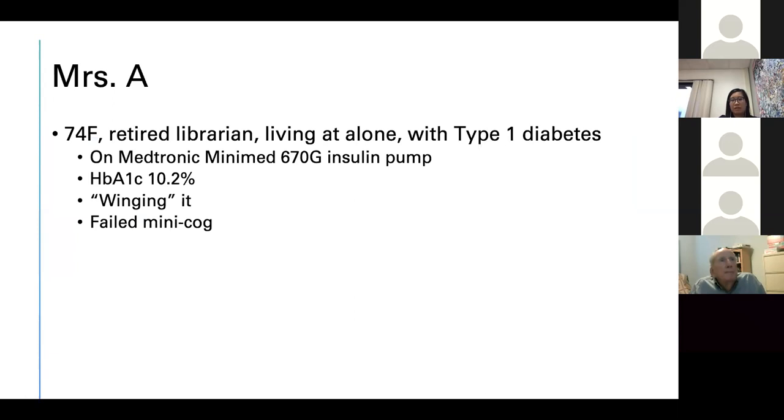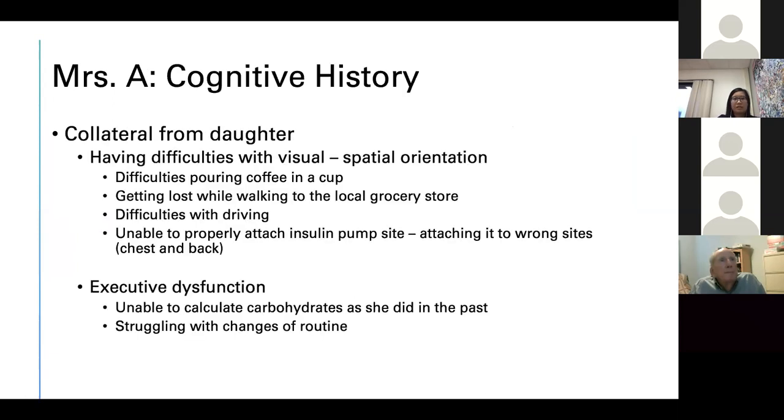And so she failed her Mini-Cog assessment, and I contacted her daughter, who informed me that the patient was actually having a lot of difficulties with visual spatial orientation. She had difficulties pouring coffee into a cup. She was getting lost while walking to the local grocery store. She had difficulties with driving. She was not able to properly attach her insulin pump site to her body, and there were times where she would attach it to her chest or to her back. And she also had evidence of executive dysfunction. She was not able to calculate carbohydrates as she did in the past.